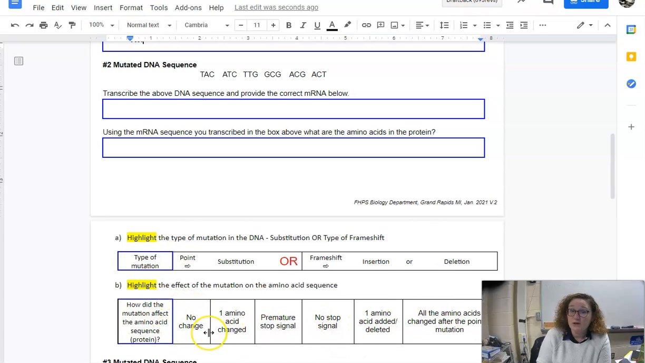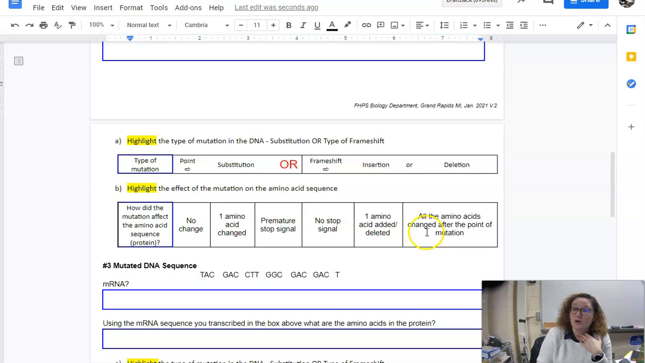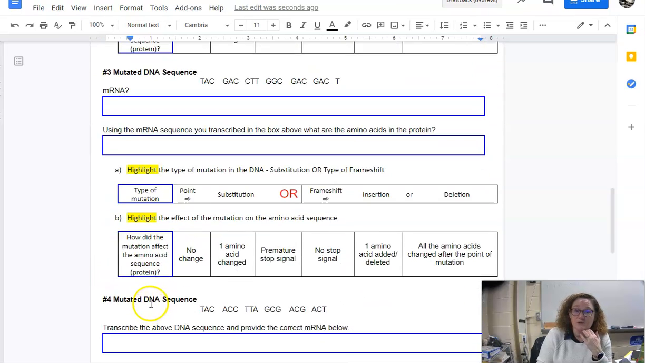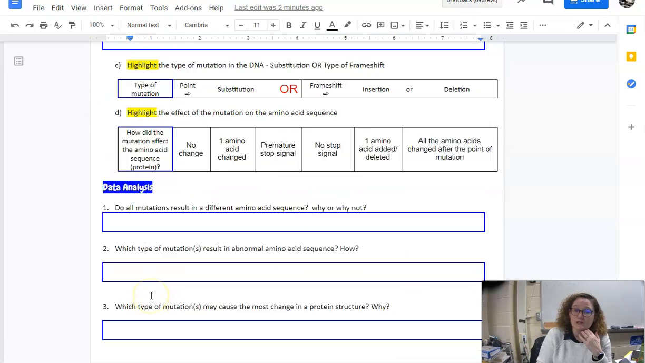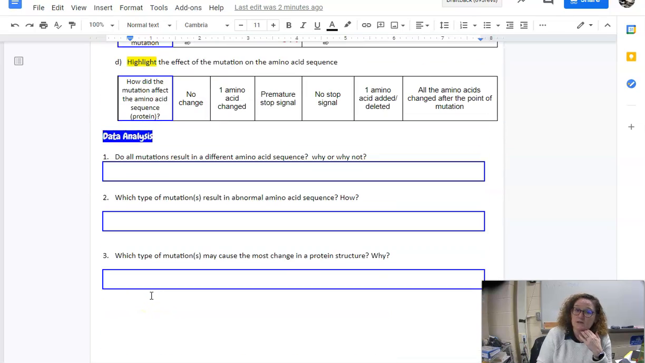Did it not change at all from the original? Was there one letter that changed? Did it stop too early? Did it never stop? Was there one that was added or deleted, etc.? Or did everything change after the mutation? From there, you'll just do the same thing with the other ones, and then there's a couple of questions here at the end to answer about mutations.